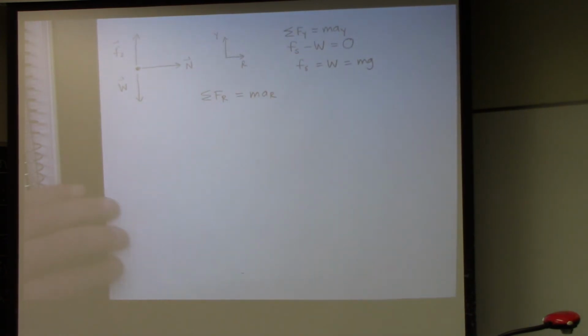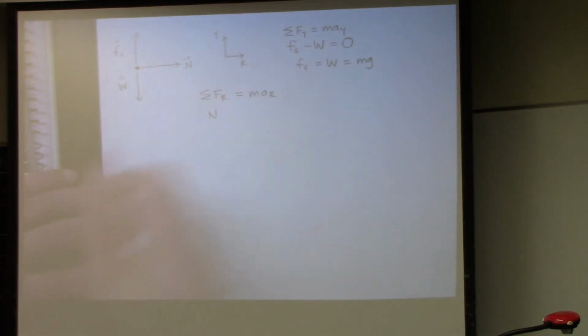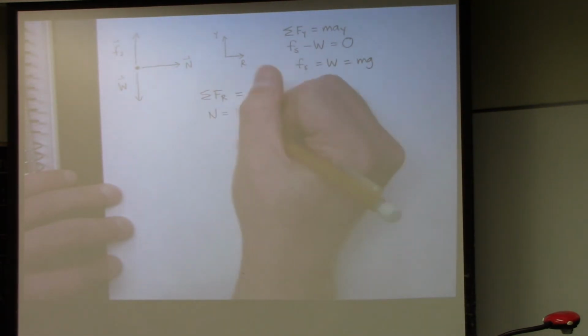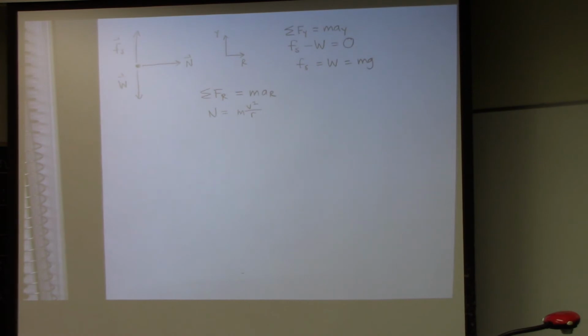And the only force in the radial direction is the normal force. So we have N equal to m times v squared over r, because again, that's always going to be our acceleration for the radial direction. If something is moving in a circle, that's going to be the case.